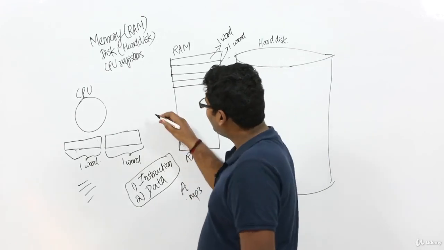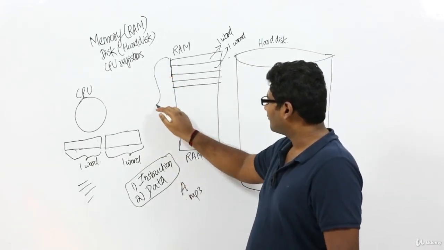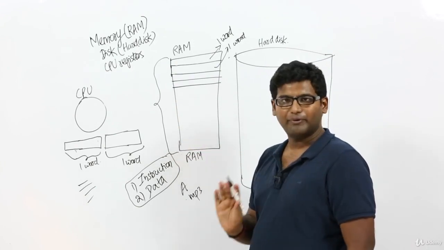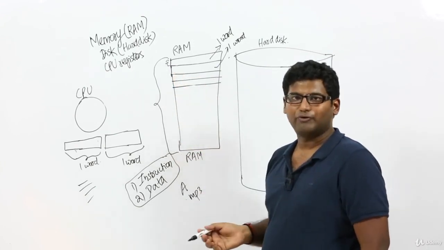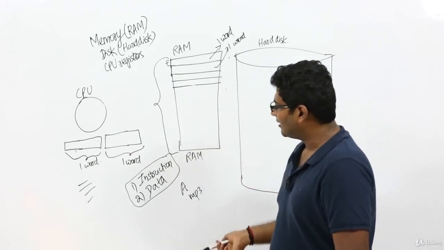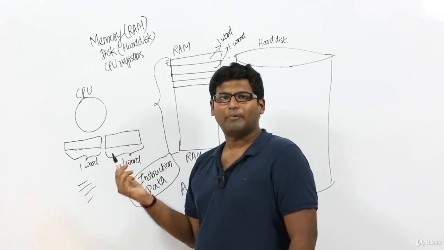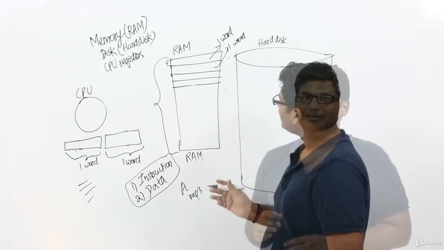But it will always be a power of 2. The size of RAM will definitely be a power of 2 in today's computers. Similarly, the size of a single word will also be a power of 2. Similarly, the size of the hard disk will be a power of 2. Similarly, the size of a single register will also be a power of 2. 4 bytes, 8 bytes, 16 bytes, 32 bytes, something like that.